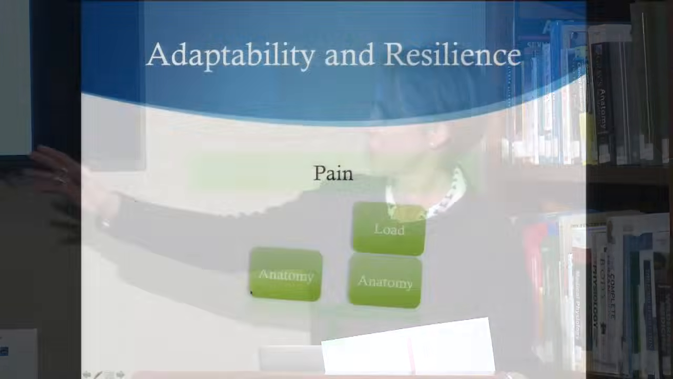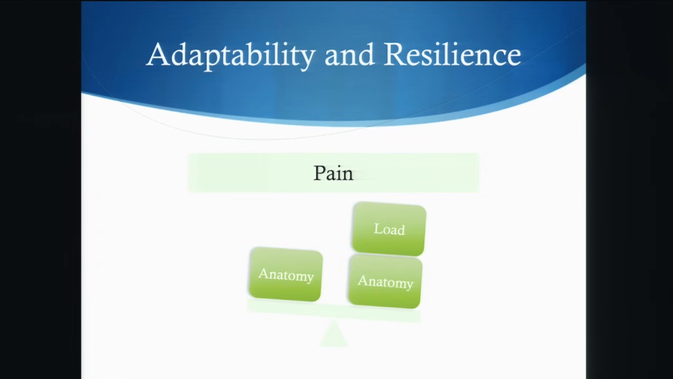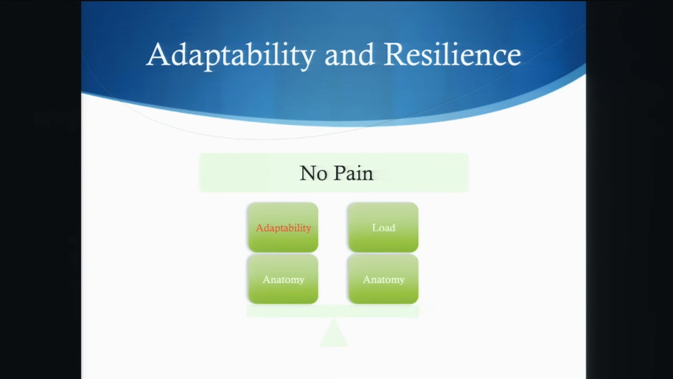We can observe, because of the X-ray, for example, that some people do not degenerate. Some people's joints do not degenerate. So this is what we're talking about: you have the anatomy and the load. When it's not really great, you have pain. Adaptability is the factor that can be the difference between the people who are symptomatic and not symptomatic.